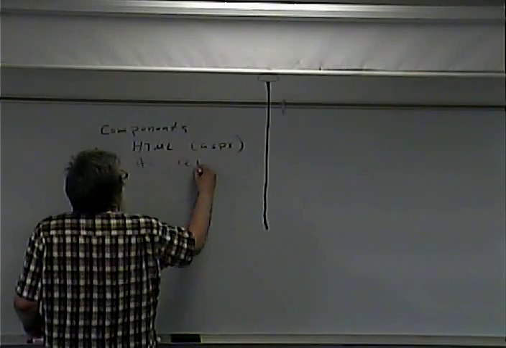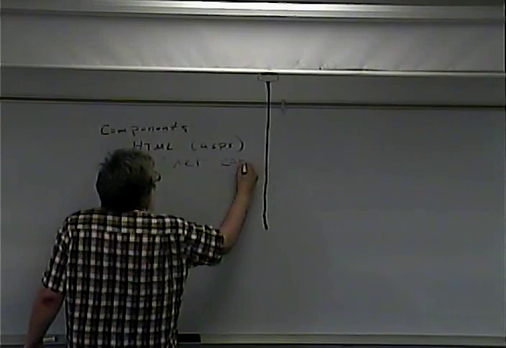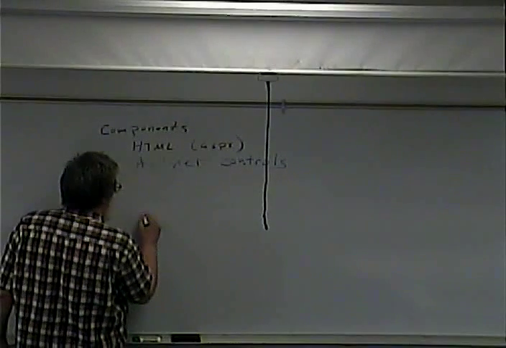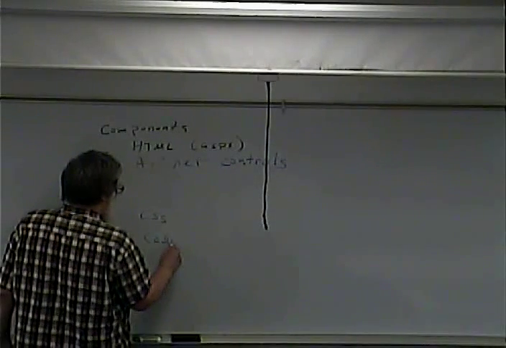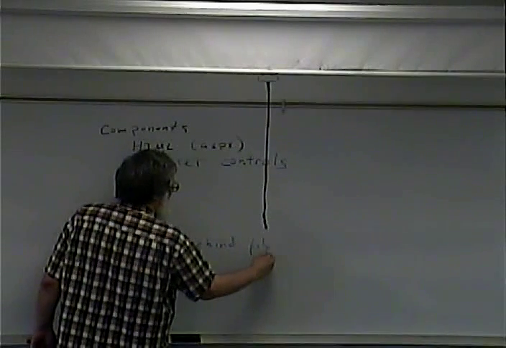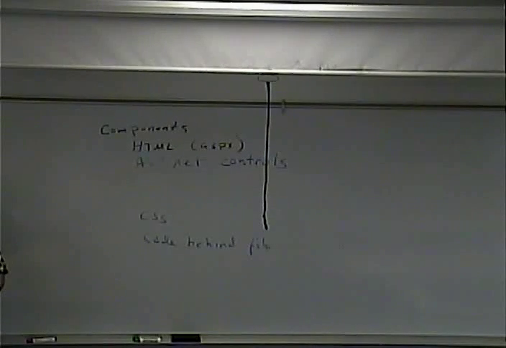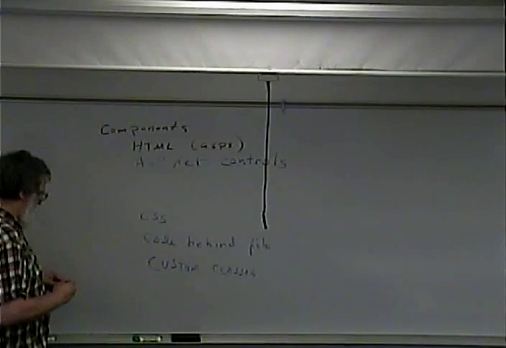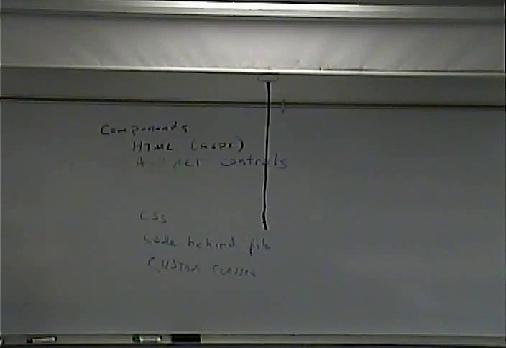The ASP.NET controls are another component. We have our CSS. We have our code behind file. And each one does its own role, right? Each one is something that we're piecing together to make an application that works. And one of the driving forces for us in this is consistency, reusability, maintainability. The other thing I forgot, which we just talked about today, is the custom classes and separating the logic from the UI. All these things we've done, simply put, is to ensure consistency, maintainability, reusability.